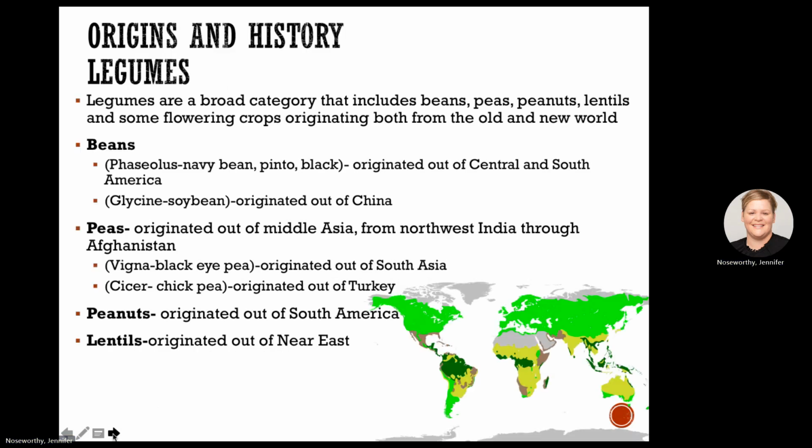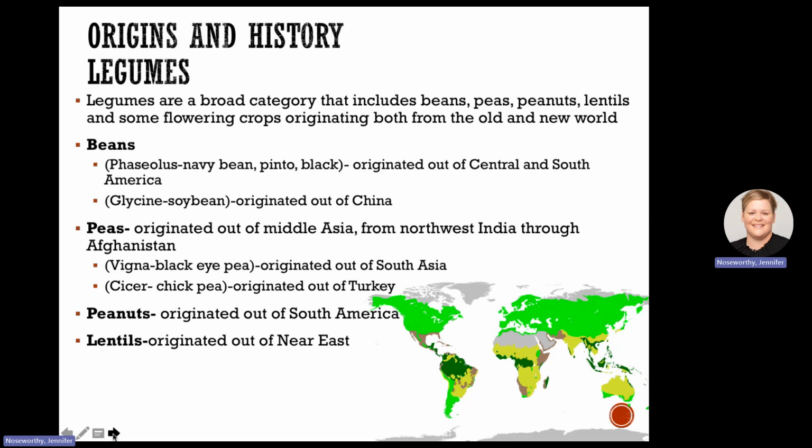Now, legumes are a term that encompasses several broad categories, including beans, peas, peanuts, and lentils. And beans include two major categories, Phaseolus, which includes navy bean, pinto, and black beans, and some others. And those were domesticated in Central and South America, while other members of the bean family include Glycine max, which is a soybean, which originated in China.